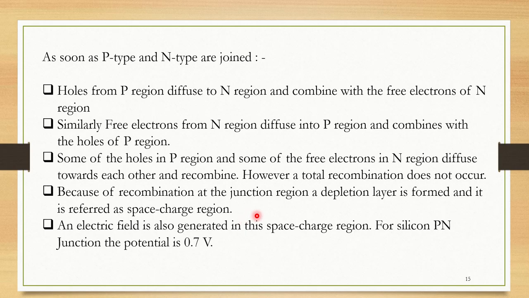Because of recombination at the junction region, a depletion layer is formed and it is referred to as the space charge region. Okay, this area is called the space charge region. An electric field is also generated in this space charge region. For a silicon PN junction, the potential is 0.7 volt. If it is made from silicon, the potential difference will be 0.7 volt. If some other material is used, the potential difference will be something else.